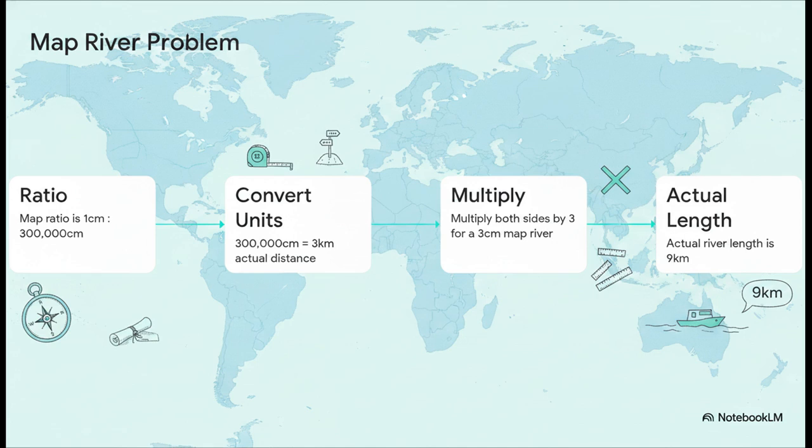How do we get from 1 to 3? We just multiply by 3. And the golden rule of ratios is whatever you do to the left side, you must do to the right. Multiply 3 kilometers by 3, and boom, you get 9 kilometers. That's your actual real-world length.